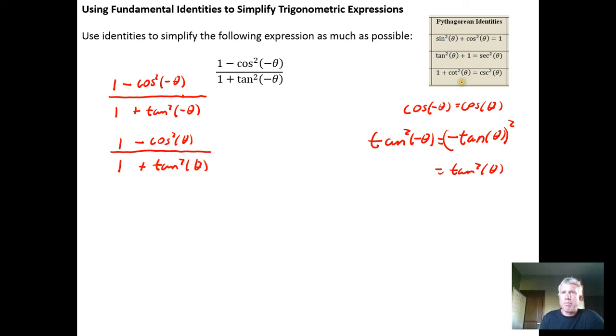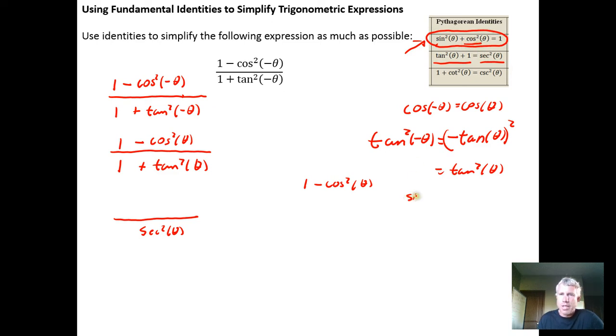And then I want to look at my identities. Do I have a 1 plus the tangent squared? I do right here, which means I can replace that with the secant squared. So the denominator becomes the secant squared of theta. And now I want to look at the numerator, the 1 minus the cosine squared of theta separately, and say, can I get that from this Pythagorean identity? And I can by subtracting the cosine squared from both sides.